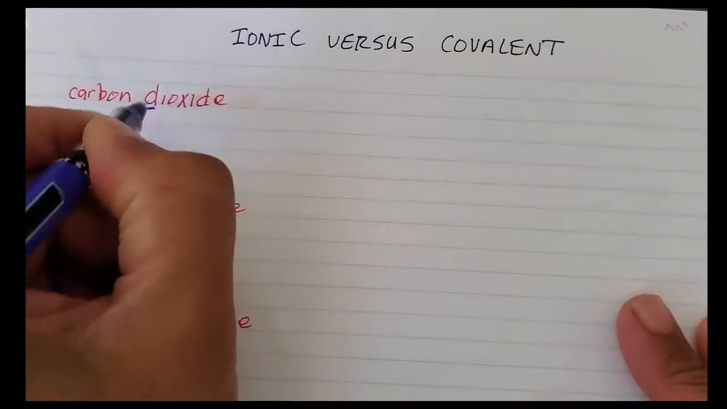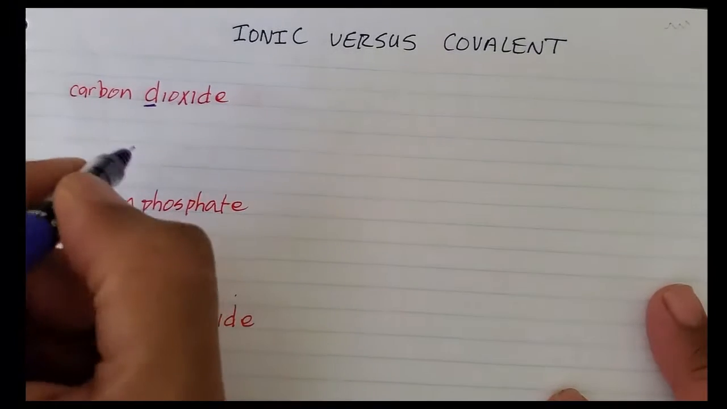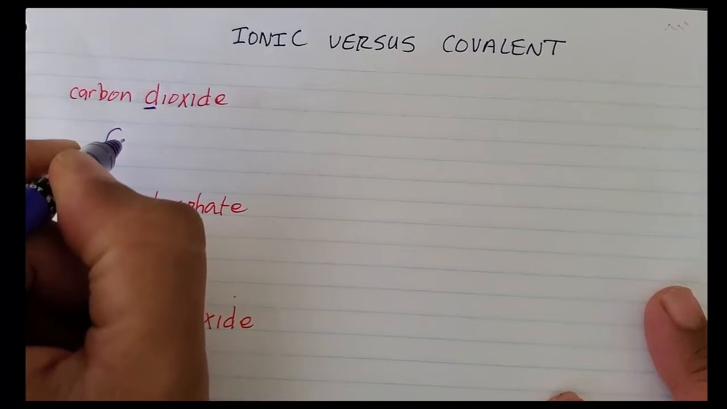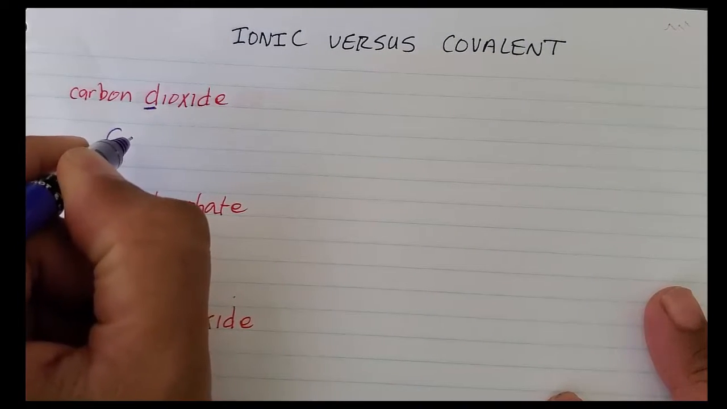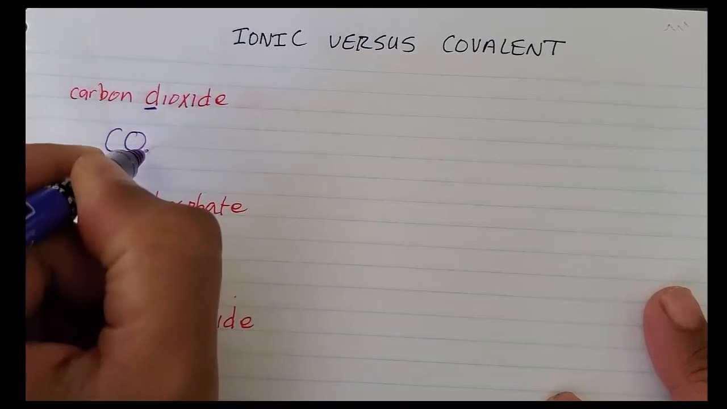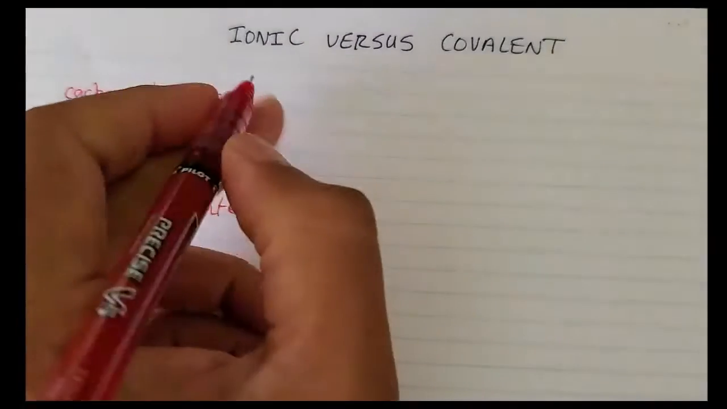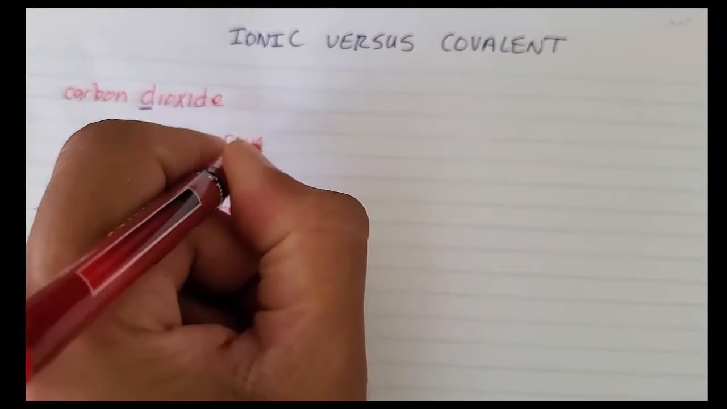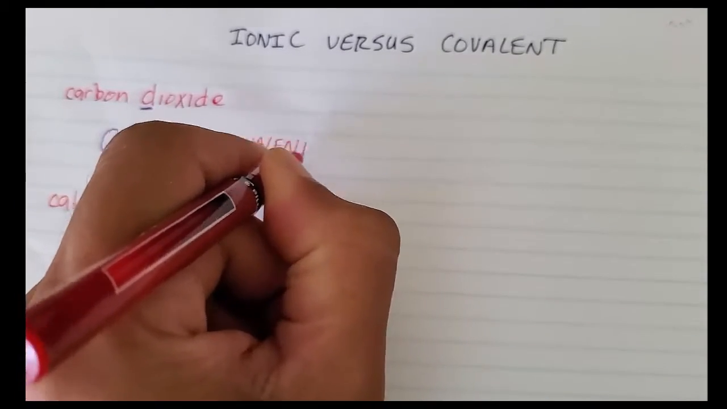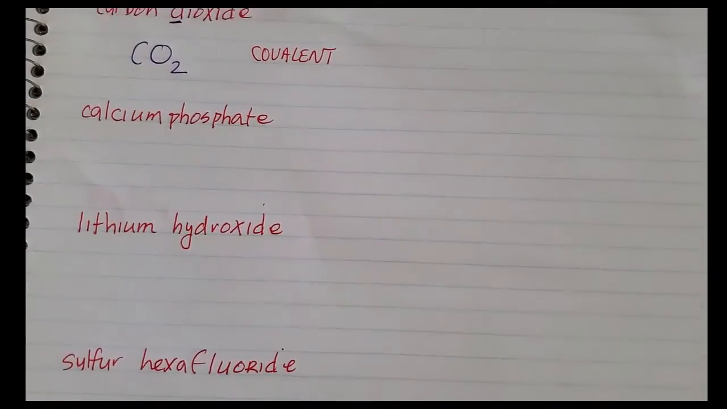So we have the prefix di, which represents two. Carbon is going to be one. Carbon dioxide: oxide represents oxygen. Carbon dioxide is CO2. More importantly, we're talking about a covalent compound. Okay? Sharing of electrons.